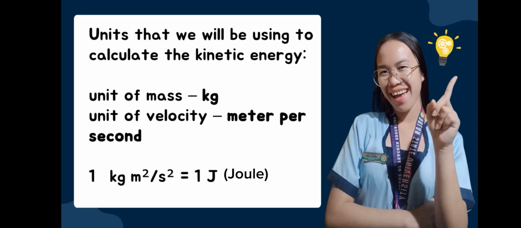First, the unit of mass, which is the kilogram, where it measures the object's mass. And the second, the unit of velocity, which is the meter per second, where it measures the object's speed. And the derived unit of energy, named after James Joule, is the joule, or capital letter J. It represents the energy expended when a force of 1 Newton acts over a distance of 1 meter. So 1 kilogram meter squared per second squared is equal to 1 joule.